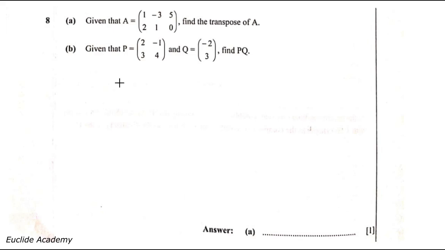Given that A is equal to 1, negative 3, 5, 2, 1, 0, find the transpose of A. When it comes to matrices, we're talking about things arranged in rows and columns, and a transpose of a matrix simply means we interchange them. These are called columns, which run from top to bottom, and these are called rows, which are horizontal and run from left to right. So this is a row, and this is a column.